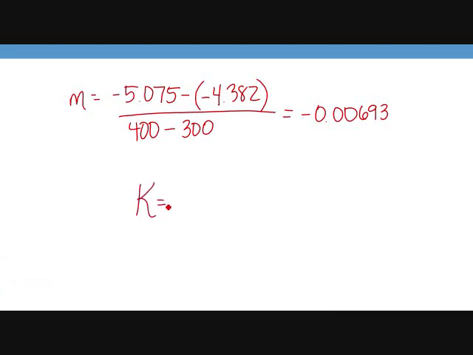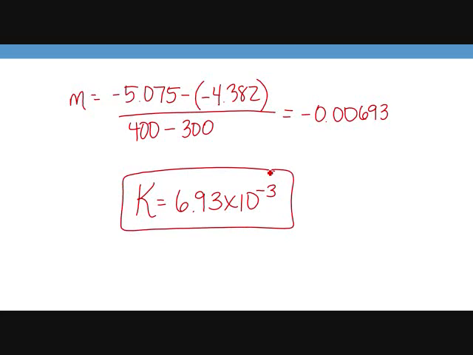So the value of k is going to be positive 6.93 times 10 to the negative third. You could leave it out of scientific notation if you wanted to. Either way would be fine. So that would be one way to prove that something is the way that it is, and then from your line you can figure out the value of your rate constant.